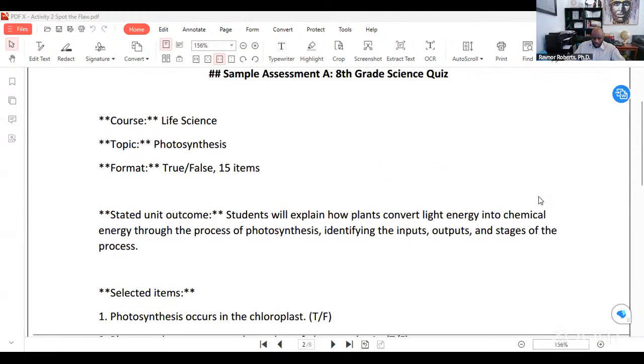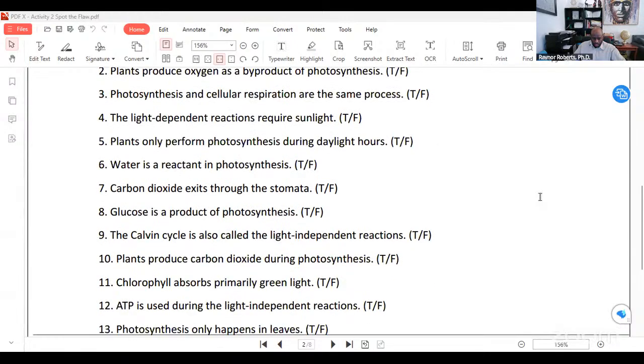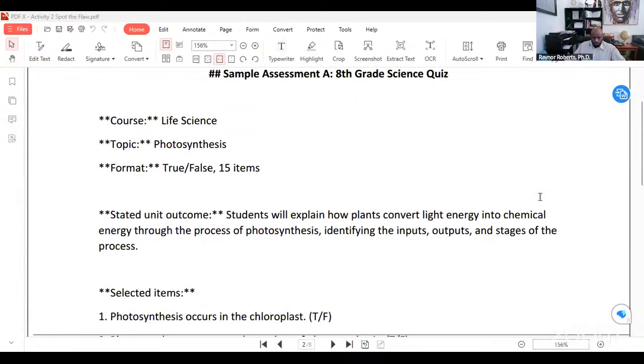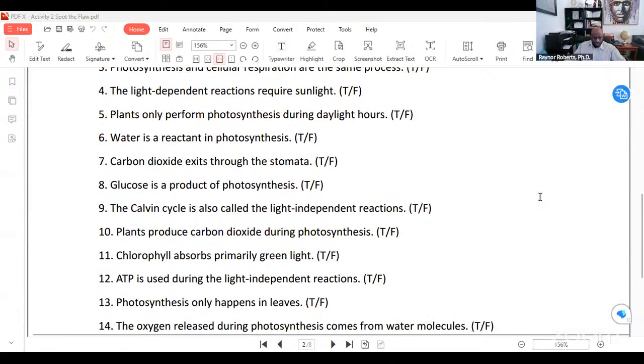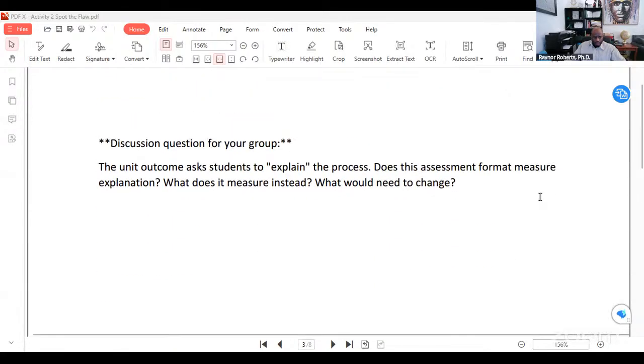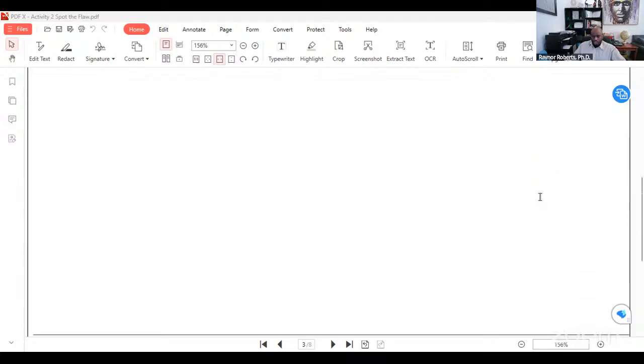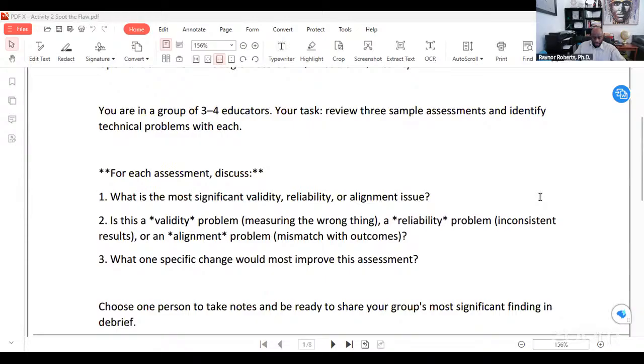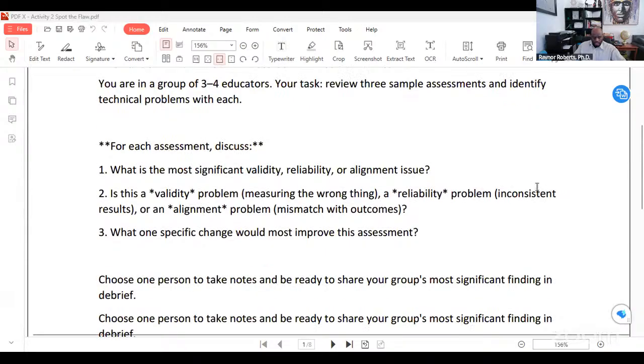All right. So again, you might want to look at it. I don't know how well you can see it through this. You might want to look at your phone or another screen on your device. All right, the discussion question. The unit outcome asks students to explain the process. Does this assessment format measure explanation? What does it measure instead? What would need to change? All right, so you want to look at it again. Hopefully you might be looking at it through your phone or tablet, or if you have split screen, so you can see the whole document.